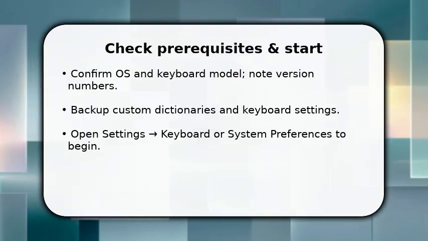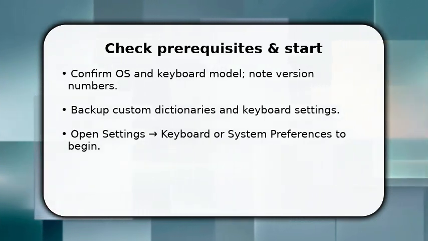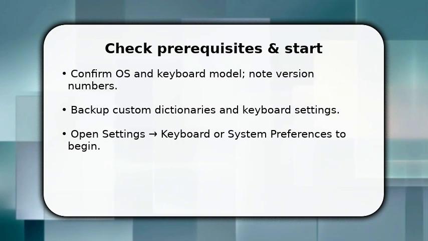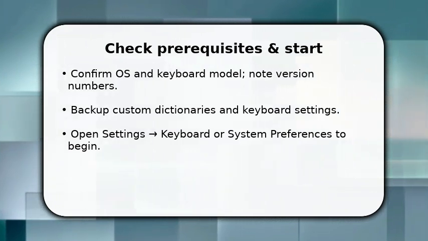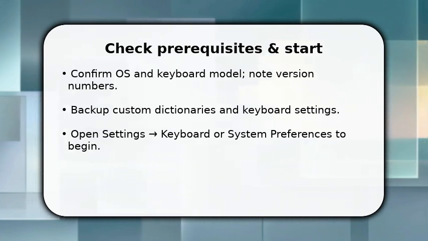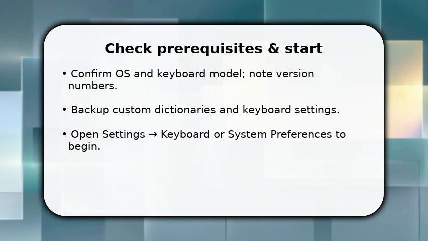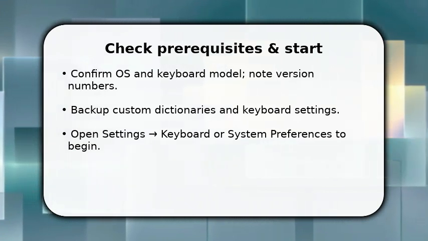You already have the essentials: device, account access, and a backup of any custom words. First, verify your operating system and keyboard app versions so you apply the correct steps. Once done, open Settings and navigate to keyboard or text input to find autocorrect controls. You'll toggle or reinstall components from here.